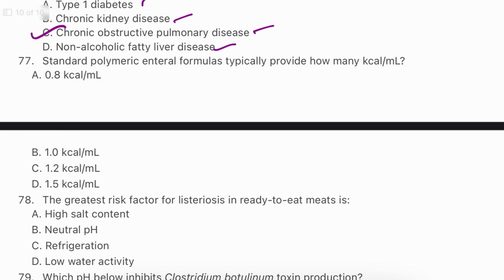Question number 77. Standard polymeric enteral formulas typically provide how many kilocalories per ml? This question is already repeated. 0.8 kilocalorie per ml, 1 kilocalorie per ml, 1.2 kilocalorie per ml, 1.5 kilocalorie per ml. The answer is B, 1 kilocalorie per ml. Standard formulas provide 1 kilocalorie per ml.